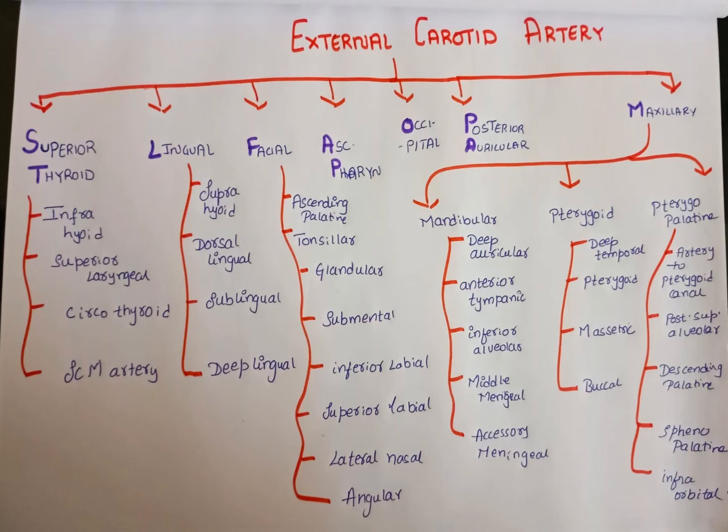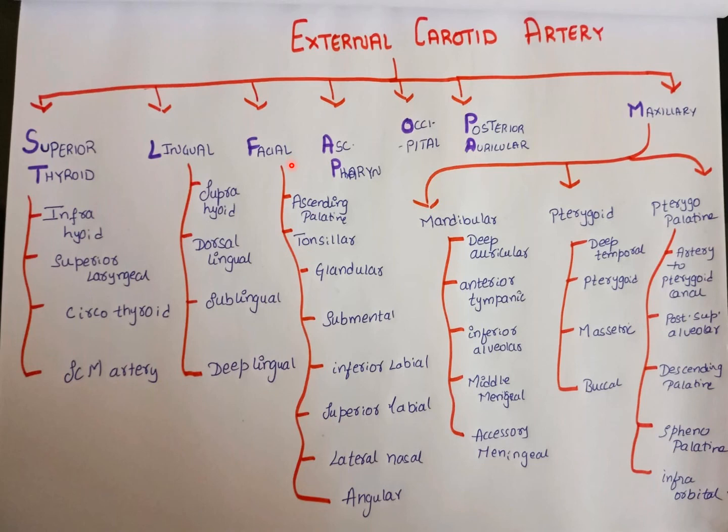This is a flowchart that I have written for you all for a quick revision. The external carotid artery is divided into superior thyroid, lingual, facial, ascending pharyngeal, occipital, posterior auricular and maxillary. The superior thyroid artery is further divided into infrahyoid, superior laryngeal, cricothyroid and sternocleidomastoid muscle artery. The lingual artery is further divided into suprahyoid, dorsal lingual, sublingual and deep lingual.